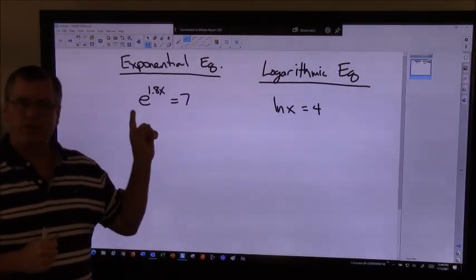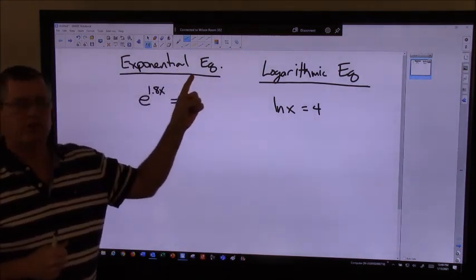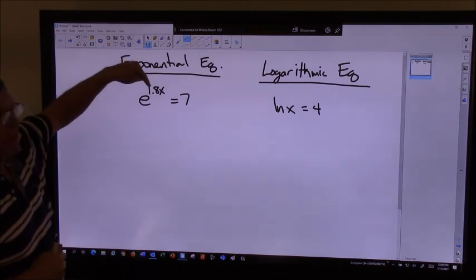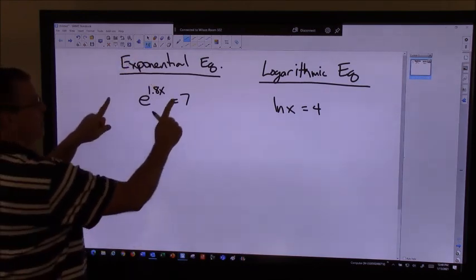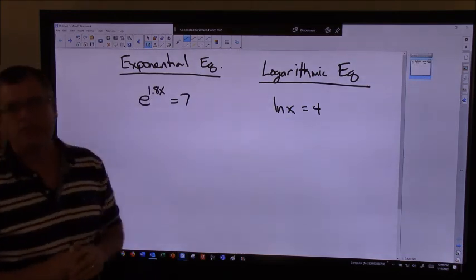So we just talked about how to solve exponential equations, which means we've got the variable up in the exponent, and our rule is we want to take the natural log of both sides and be able to bring that exponent down in front. Okay?